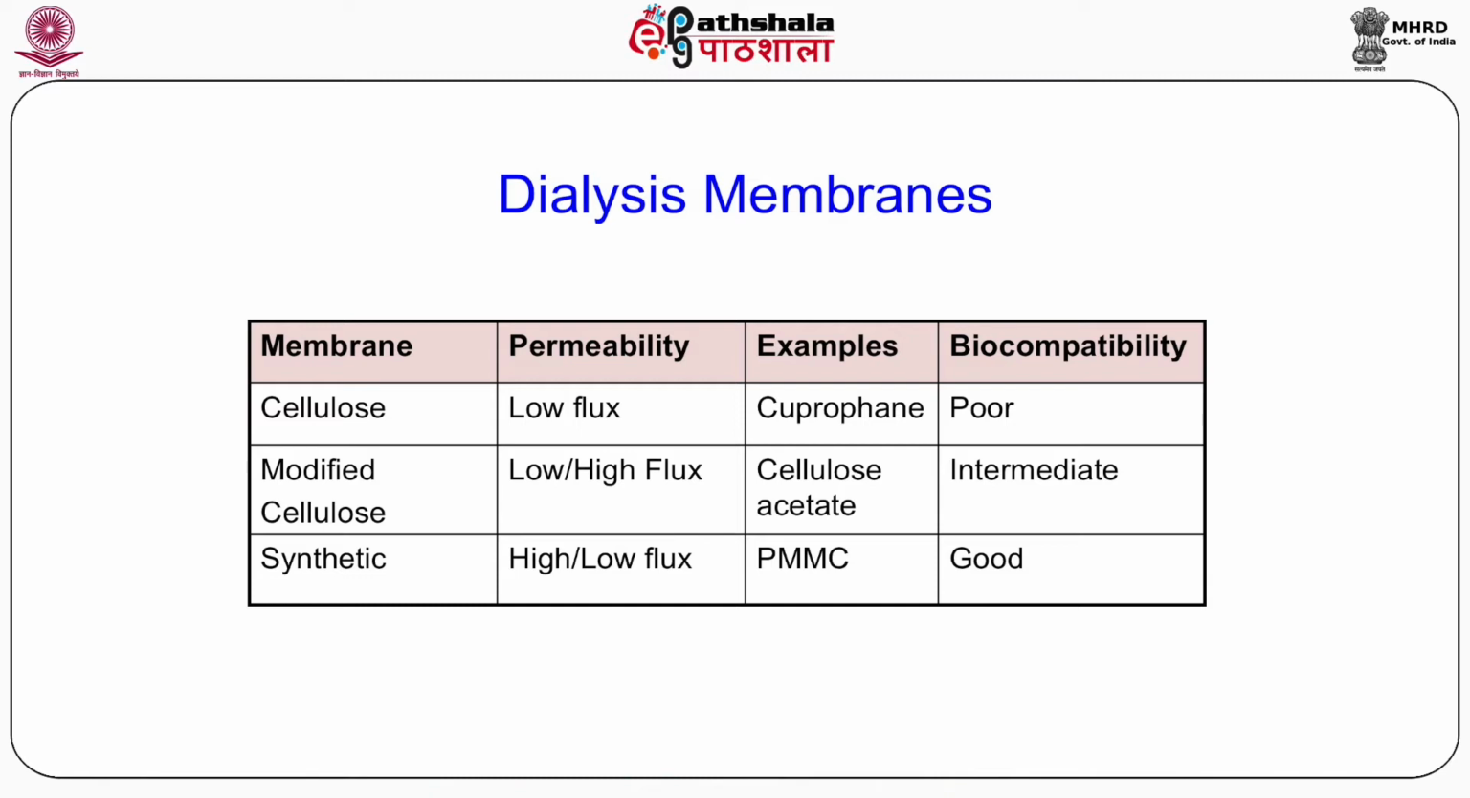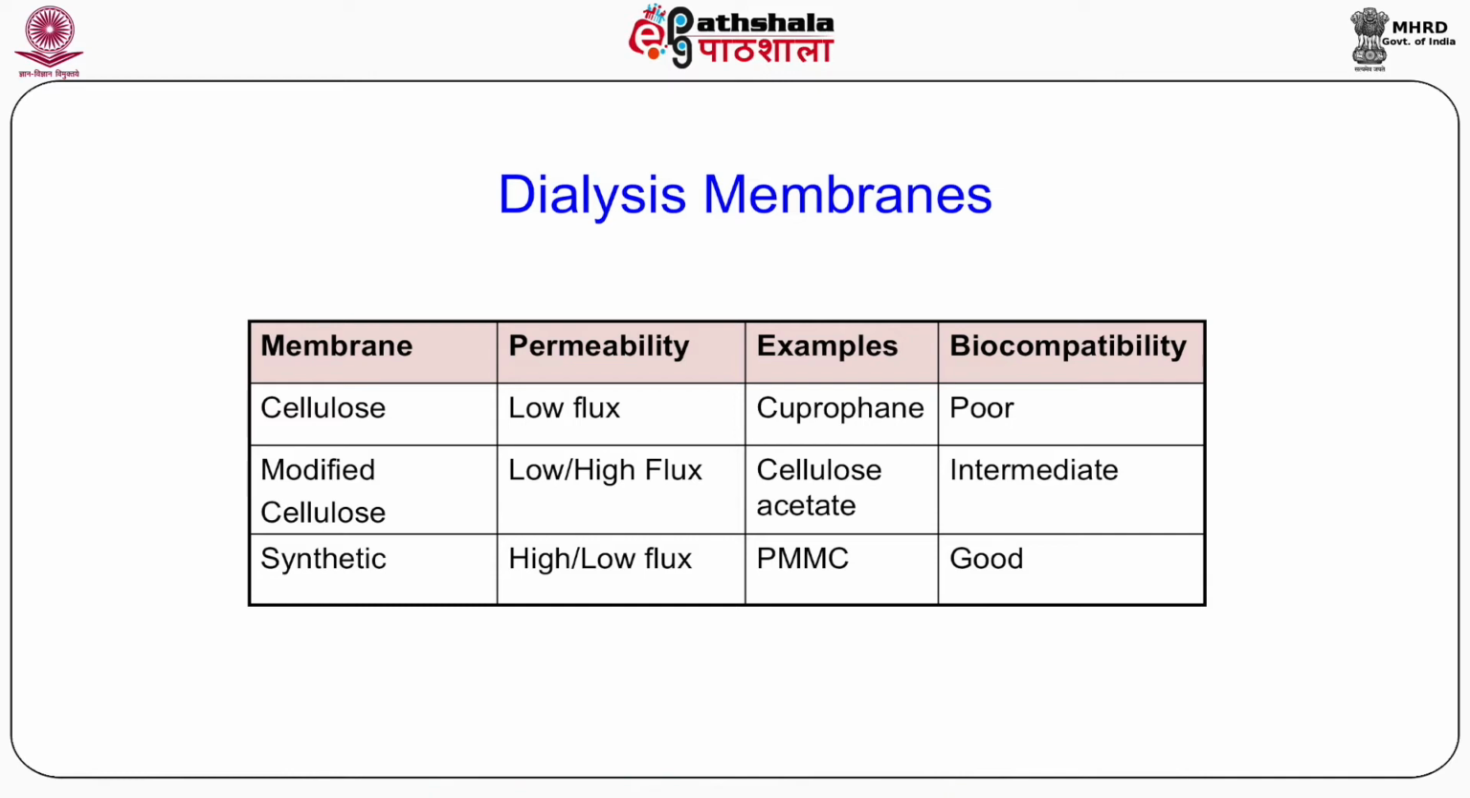A membrane which has pores of larger size would allow for high flux. So the membrane, for example, cellulose is low flux because it only allows small molecules like urea and creatinine to be filtered across it. While if you compare the newer membranes that we are using these days, like modified cellulose and the synthetic membranes, they are high flux membranes because their pore sizes are bigger and they also allow the middle molecules to pass through them. An example of a middle molecule is beta-2 microglobulin, which is normally filtered by the kidneys.